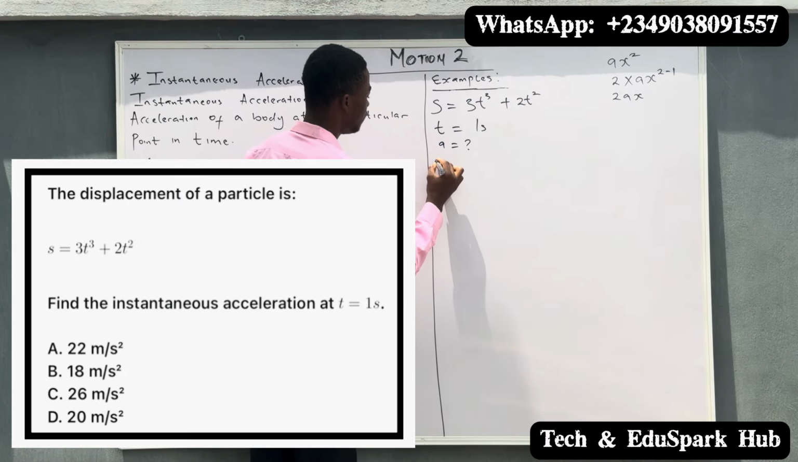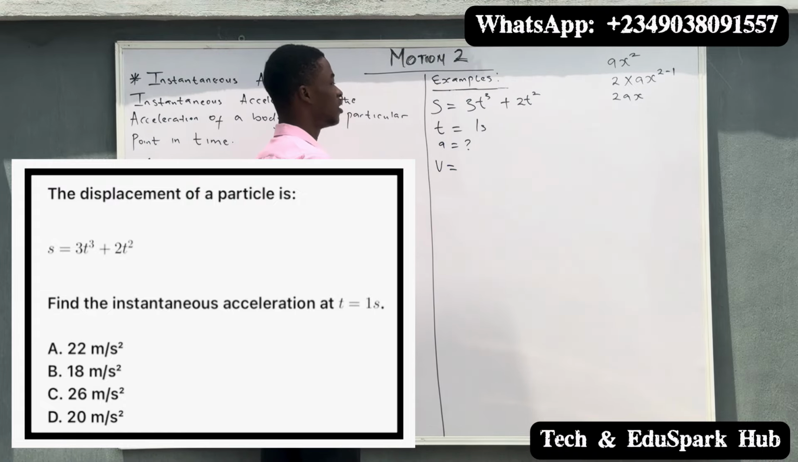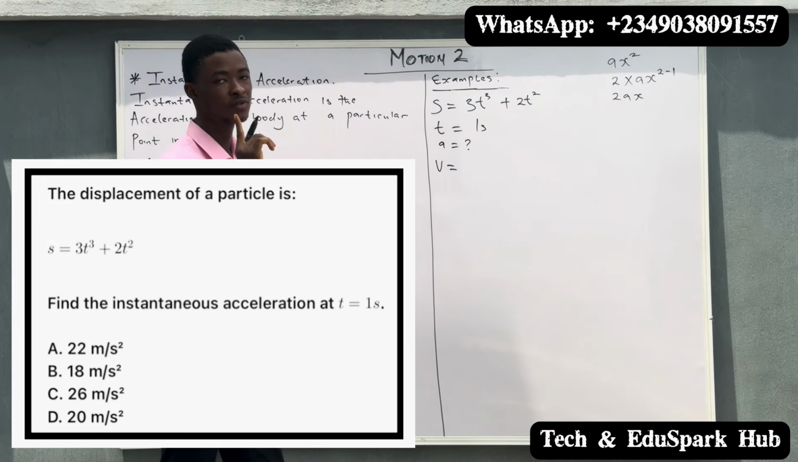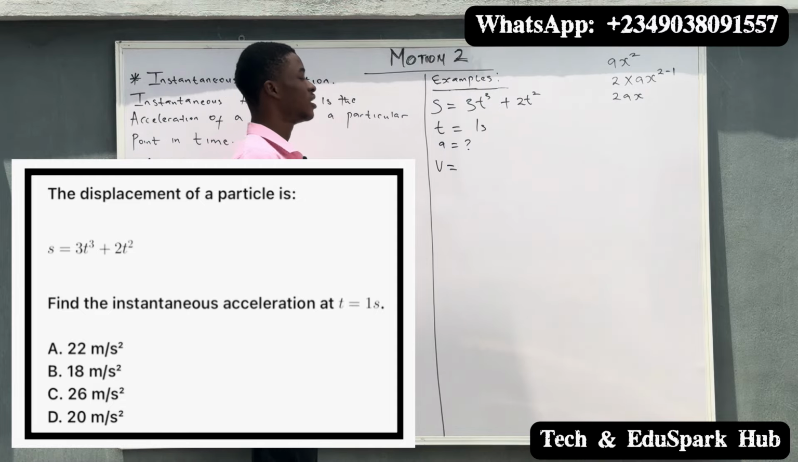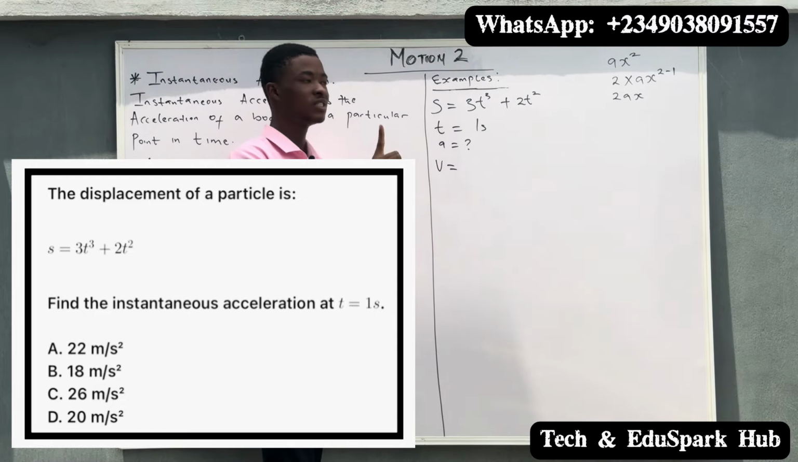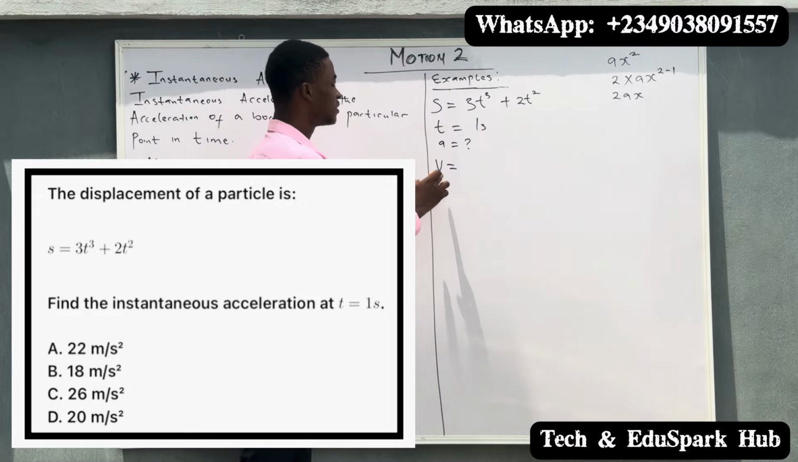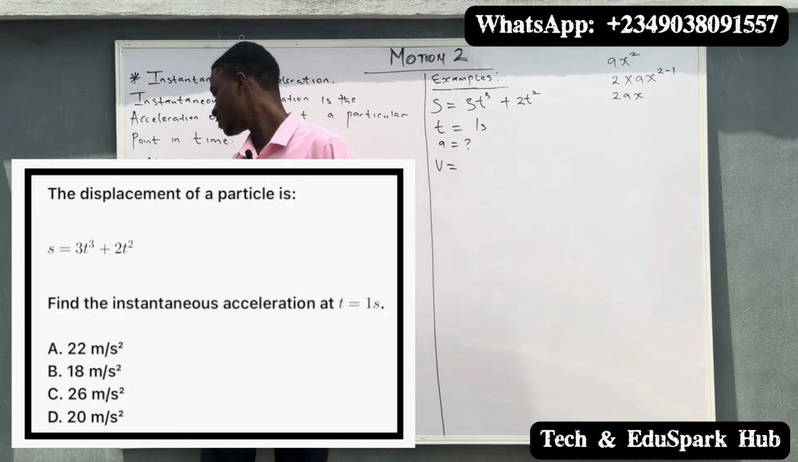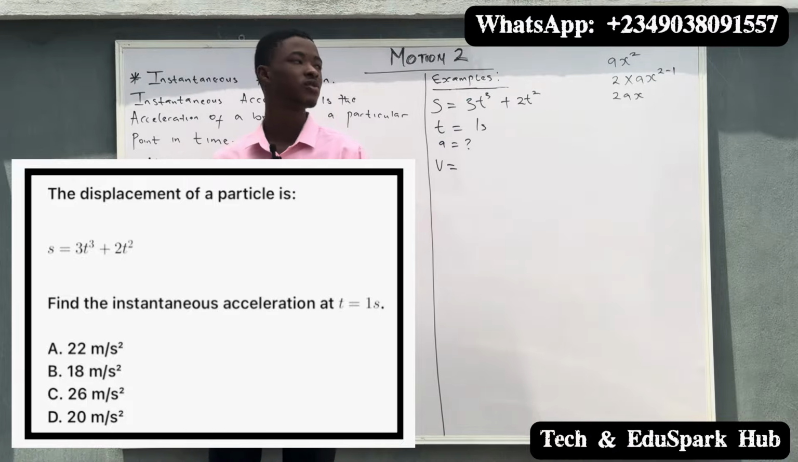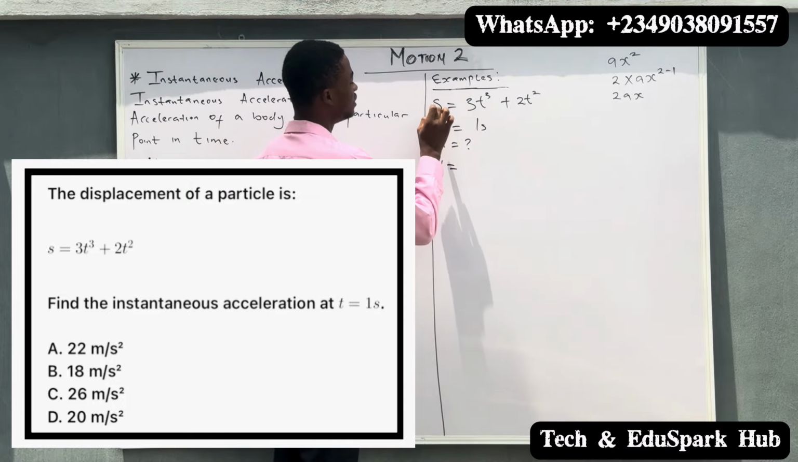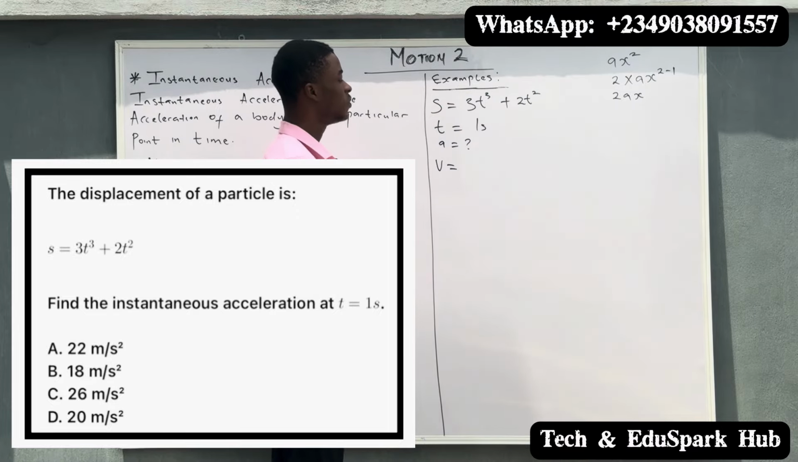So we know that our v will be given as what? Because if we are going to differentiate displacement once, remember from instantaneous velocity, you are going to get instantaneous velocity if you differentiate the displacement once. So that is why I'm putting v here. So we have to get v first before we get instantaneous acceleration. So in this case, our v is differentiating the displacement once. So our v will be given as what?